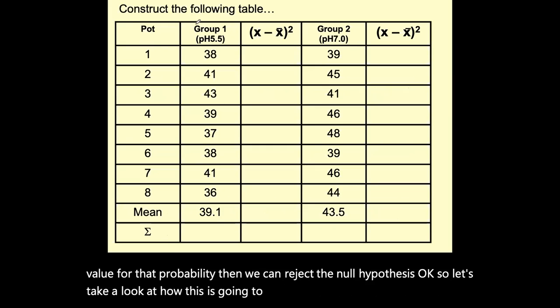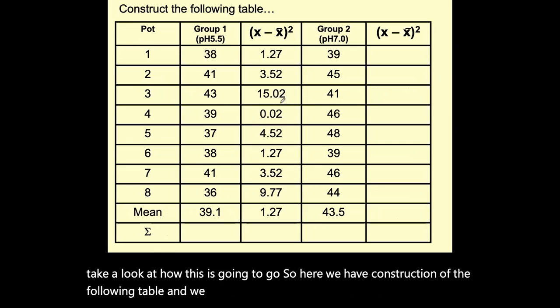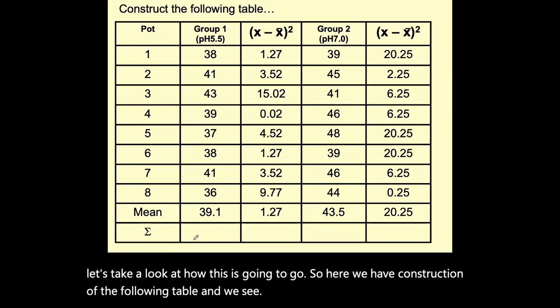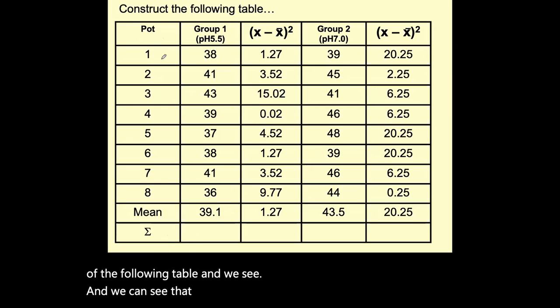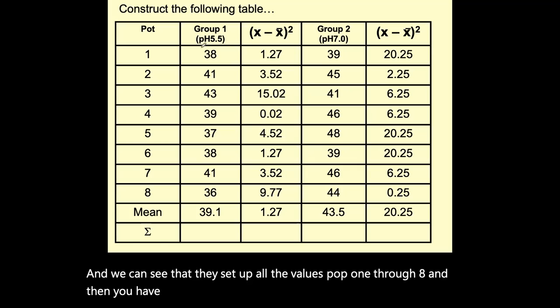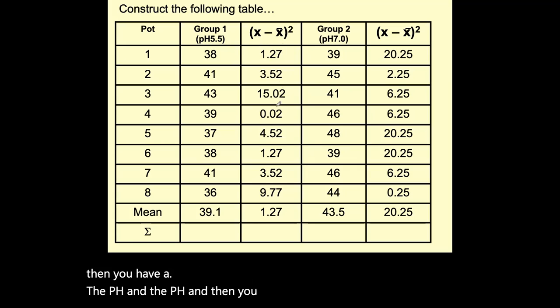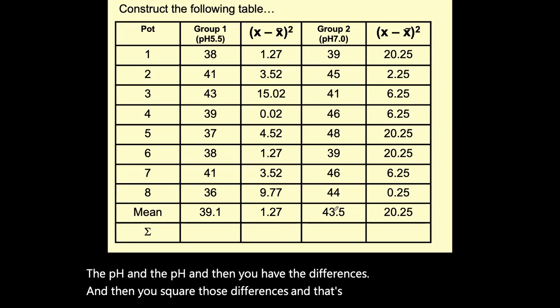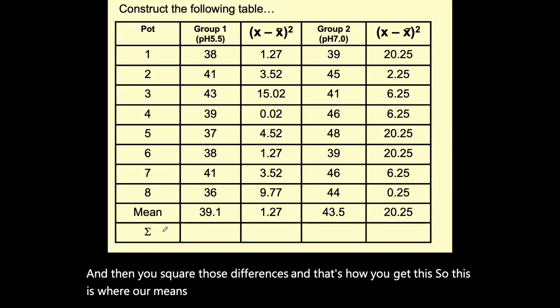So here we have the construction of the following table, and we can see that they set up all the values, pot 1 through 8, and then you have the pH and the pH, and then you have the differences, and then you square those differences, and that's how you get this. So this is where our means are going to come from.